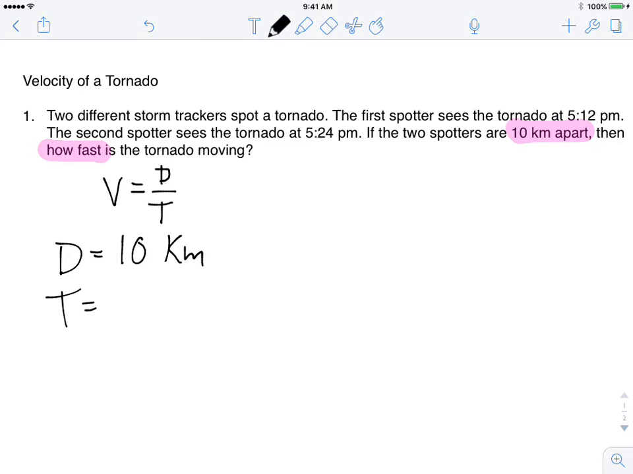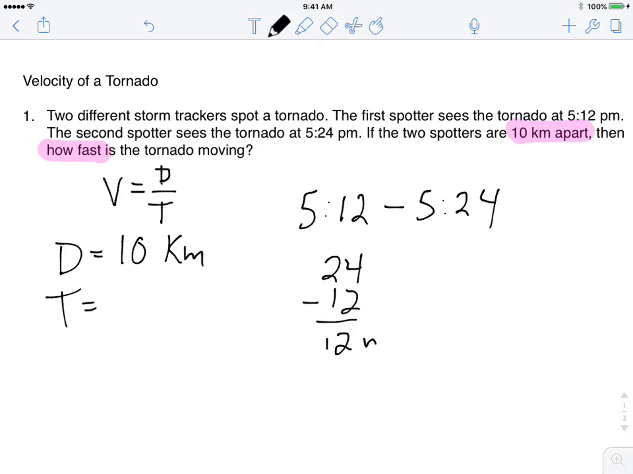So really what I'm trying to figure out here is how long did it take the tornado to cover that 10 kilometers? So what I really need to look at is the two times. So I know that it took that tornado from 5:12 to 5:24. So the best way to do this is to look at how many minutes apart, and I know that it's 24 minus 12. So it took 12 minutes. Okay, so that's 12 minutes there.